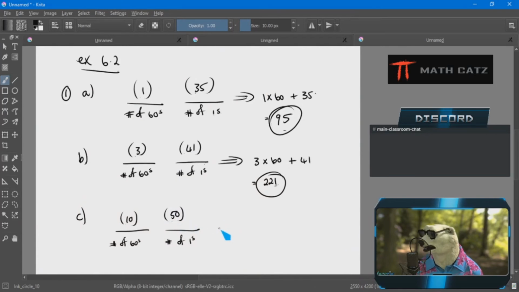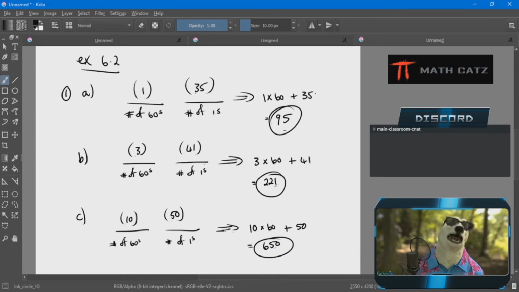Of course, I'm not done. I've just sort of translated each individual place. I have to put it together in that system for how it works. So I have 10 groups of 60 plus 50 left over. That's, of course, 650. Okay. How do we feel about this direction for the conversion?